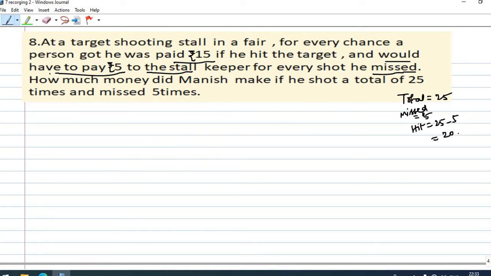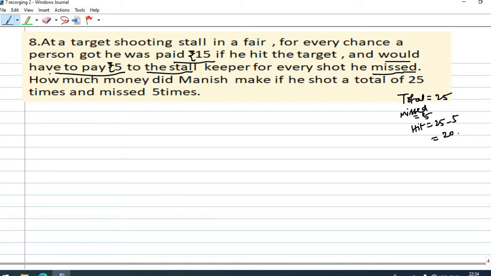So this 5 into 5 I have to multiply. After multiplying these two, I am going to subtract, because I am going to find out the total money earned by Manish. How much he hit, which is 20, so I multiply with 15. And how much he missed, which is 5, that I have to multiply with 5, because if he missed, he has to pay only 5 rupees to the shopkeeper. So that too I have to multiply. After multiplying, I am going to subtract. Got it? So the earned amount minus how much he lost, that amount I am going to subtract. After subtracting, I can know how much he earned.